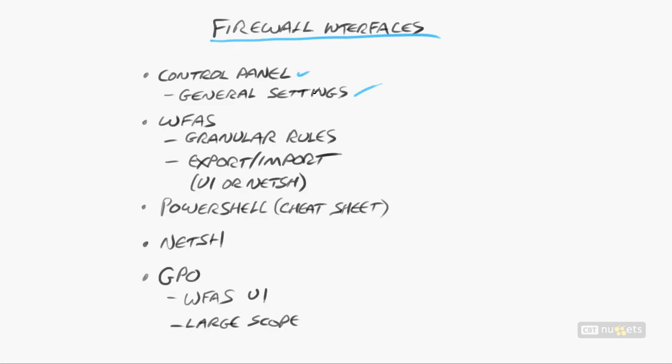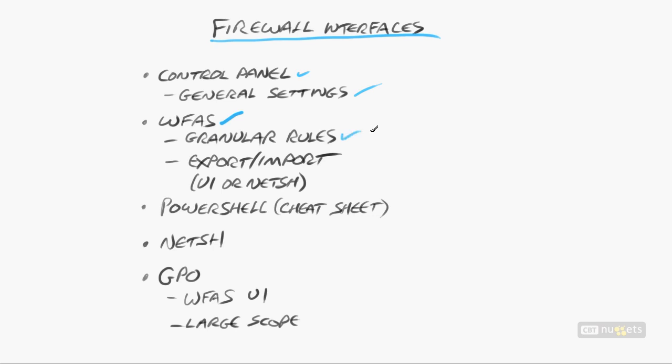So anyway, getting back to our firewall interfaces, that's the control panel item, and it just gives you general settings there. You can turn things on and off, and you can turn all ports off if you wanted to using one of those checkboxes. However, you don't have the ability to pick and choose individual ports or anything like that. So for that kind of a thing, you're going to want to go to something called Windows Firewall with Advanced Security, or WFAS.